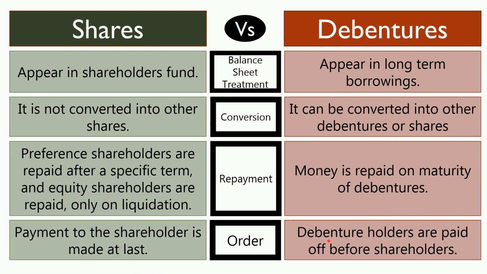Order of repayment. Debenture holders are paid off before shareholders, whereas payment to the shareholders is made at the last because they are the owners of the company and they get the residual amount. That is, they get the amount that is left with the company after settling all the claims.